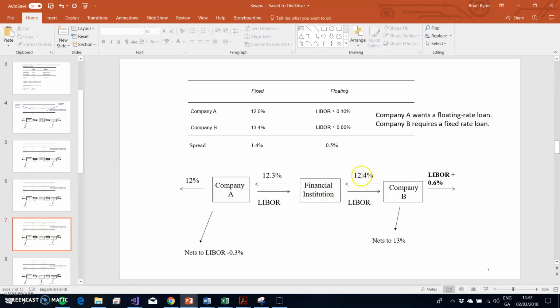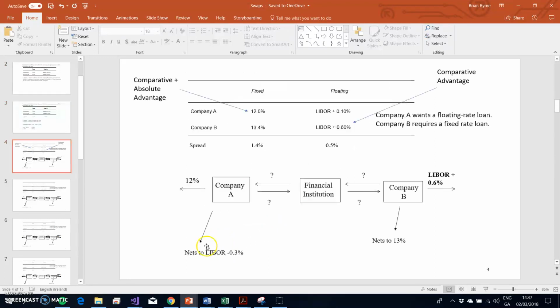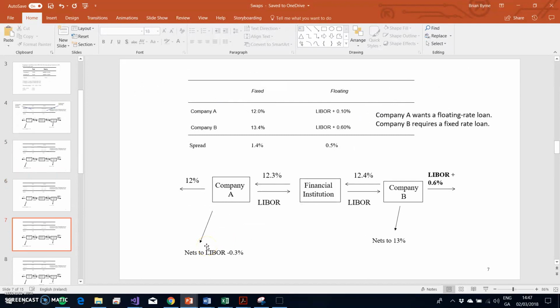The only final thing that remains to be validated here is, does the financial intermediary get its 0.1 that we outlined at the beginning? And we can say yes, it should, because LIBOR cancels with LIBOR. Company B pays 12.4. The financial institution or intermediary pays 12.3. These cancel, up 0.1 here, so we can say yes, the financial institution's net position is 0.1.